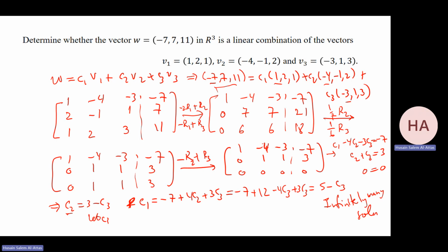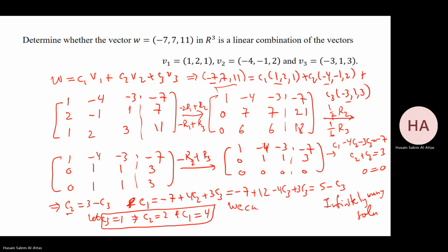Let C3 equal 1. What will you get? C2 will be 2. And C1 will be what? 4. So this is one solution. So it means we can write W as a linear combination of V1, V2, V3.